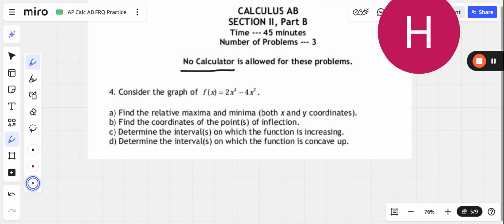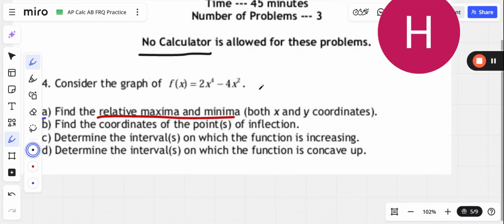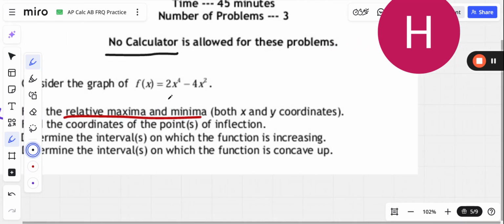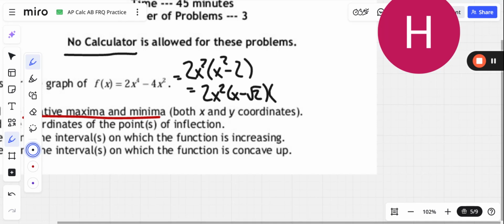So let's get started. For example, when they say find the relative maxima and minima, that's telling us something, right? Let's also consider the graph in the first place. It's an even function, x to the fourth and x squared. Those are both even degree. And the graph is going to look something like, if we were to factor this out, 2x squared, x squared minus 2, which could also be written as 2x squared, x minus root 2 times x plus root 2.